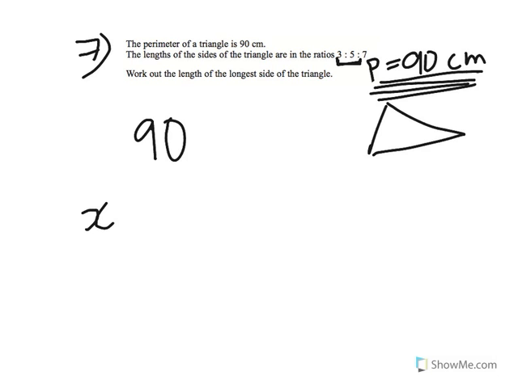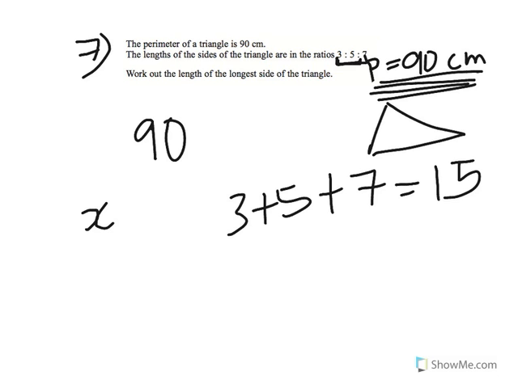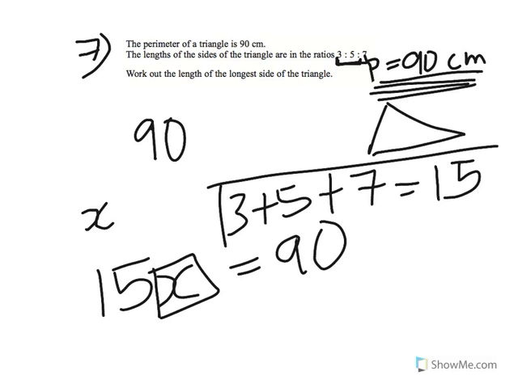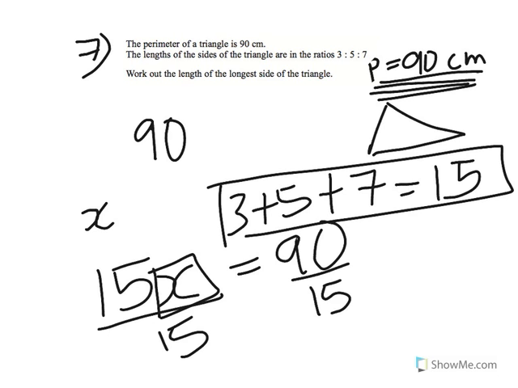So the total of all these ratios, which is 3 plus 5 plus 7, is 15. So 15 should be multiplied by a scale factor of x to give me a total of 90, because technically the total of all of these sides should be 90. So the total of their ratios multiplied by x should give me 90, and we have to find this x. To find x, we divide both sides by 15. We get x equals 90 over 15, which is 6. So x is equal to 6.